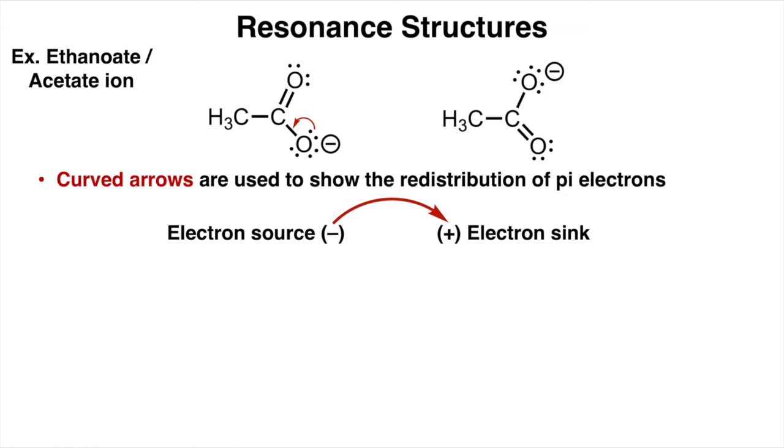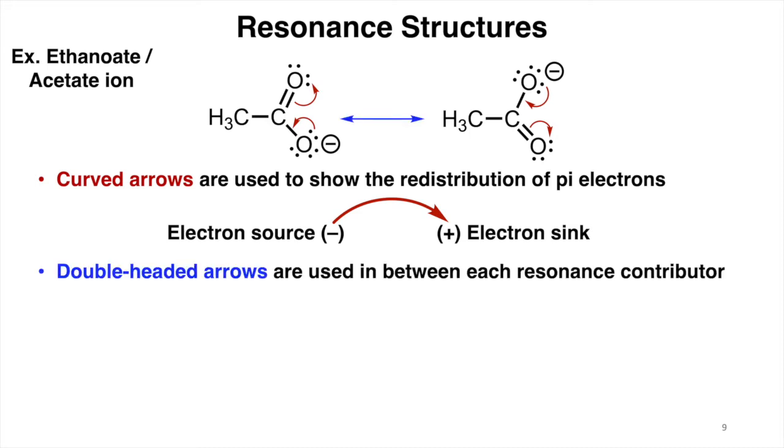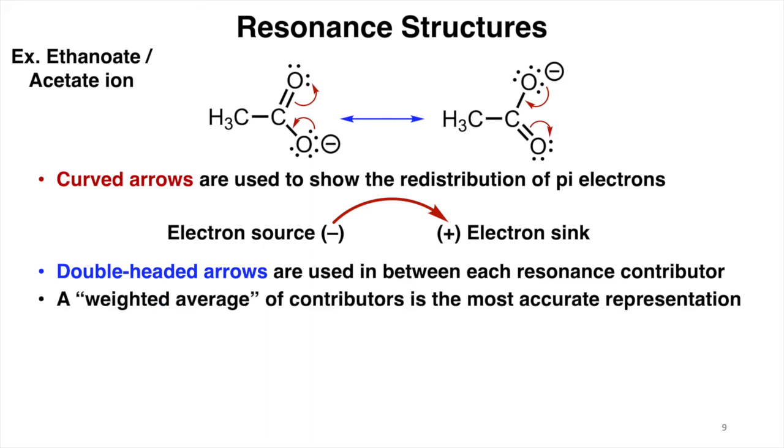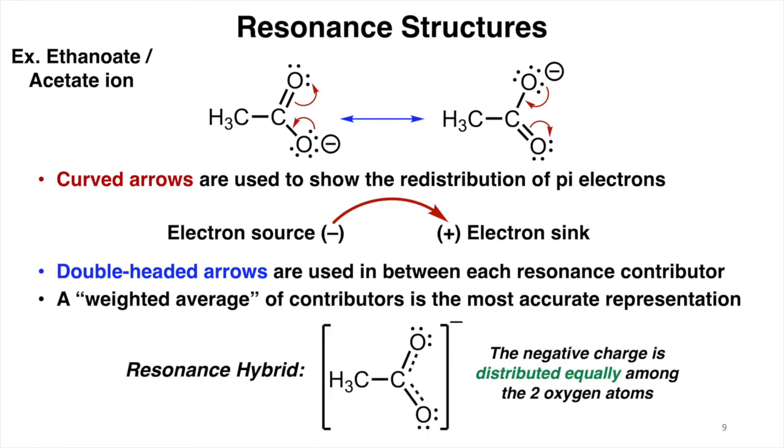Recall that one bond is made up of 2 electrons. And then a second arrow is drawn from the double bond to the oxygen atom. And the same arrows can be drawn for ethanoate on the right-hand side. Double-headed arrows are used in between each resonance contributor shown in blue. And one way to represent this molecule is by drawing a resonance hybrid, which is a weighted average of contributors.